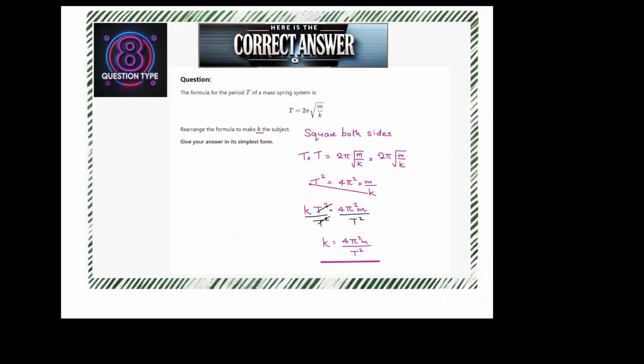Here you can see the correct answer. Again, like before, square both sides. T times T is equal to 2 pi root M over K multiplied by itself. Then you get T squared is equal to 4 pi squared M over K. Now to make K the subject, you need to move K to the left hand side and you divide both sides by T squared. So the final answer is K is equal to 4 pi squared M divided by T squared.